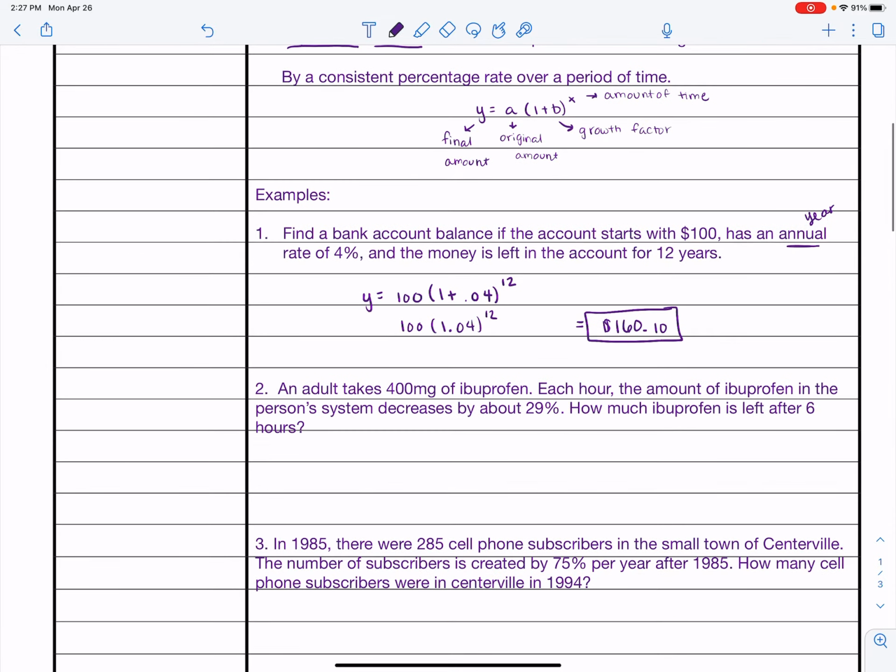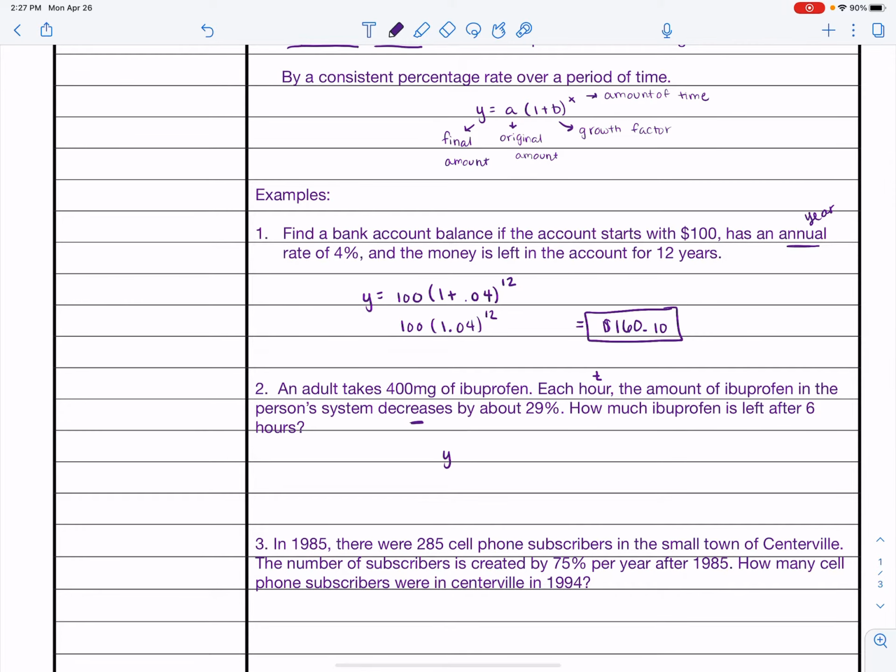An adult takes 400 milligrams of ibuprofen. Each hour, the amount of ibuprofen in the person's system decreases, so it's going to be decay, by about 29%. How much ibuprofen is left after 6 hours? We're saying each hour, so our time is measured in hours, or our x.